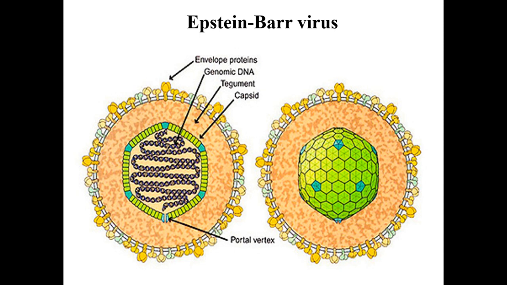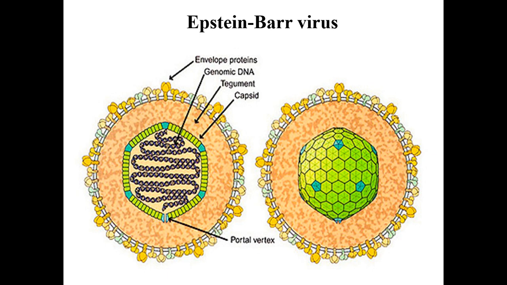Epstein-Barr virus structure. Envelope proteins are present on the surface, and genomic DNA, tegument, and capsid are present. Epstein-Barr virus is a member of the gamma subfamily of Herpesviridae that causes infectious mononucleosis and is also associated with several human tumors, including nasopharyngeal carcinoma, Burkitt's lymphoma, Hodgkin's disease, and B-cell lymphoma.